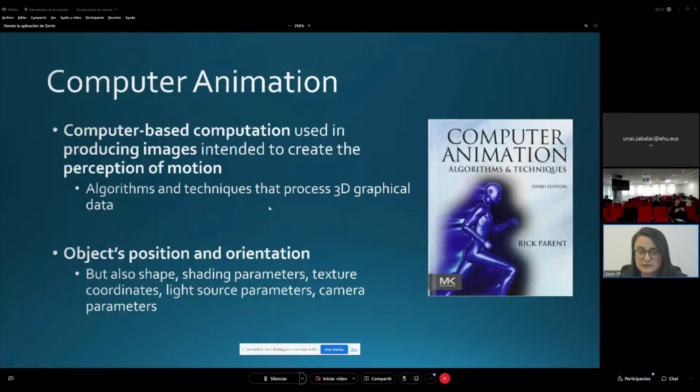If you are very new to the world of computer animation, I strongly recommend this book from Rick Parent. There are a lot more books from an artistic point of view for computer animation, but there are not many books on research-oriented, algorithmic techniques. This book is a very good starting point from a 3D graphics animation perspective.